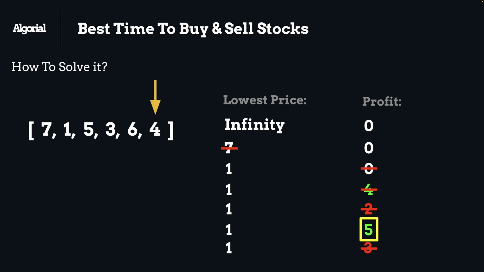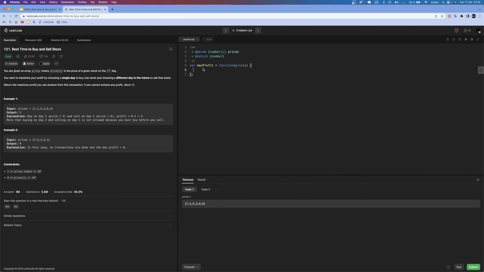So let's implement the code for this solution. Here we are in Leetcode to implement the solution. As in our thought process, first we will create our two variables: lowest price, which is going to be infinity, and second our profit variable, which is 0 at the beginning. The second thing we need to do is iterate over our prices array. We are going to do a simple for loop for that, like for let i equal 0, i less than prices.length, and i plus plus.